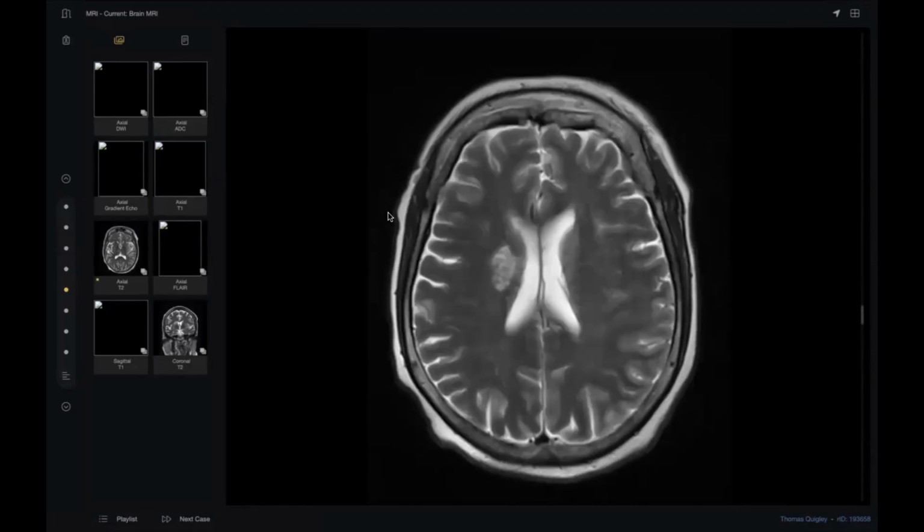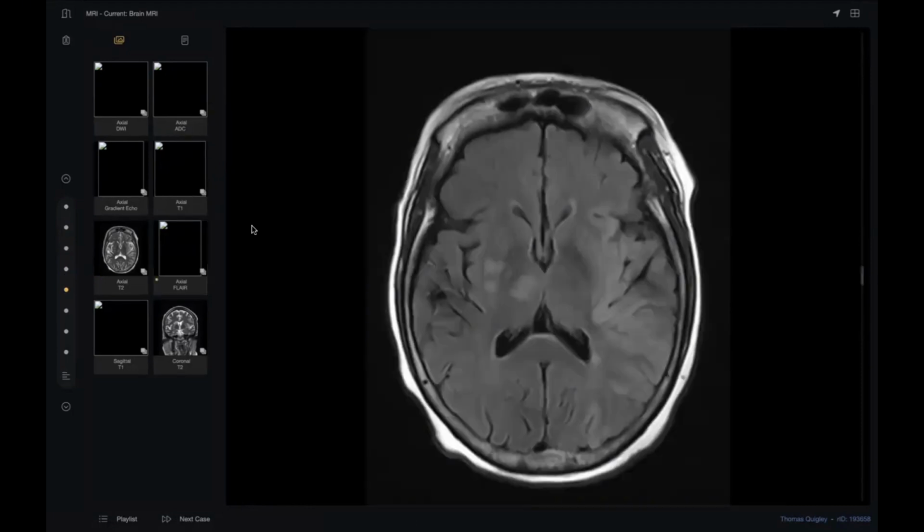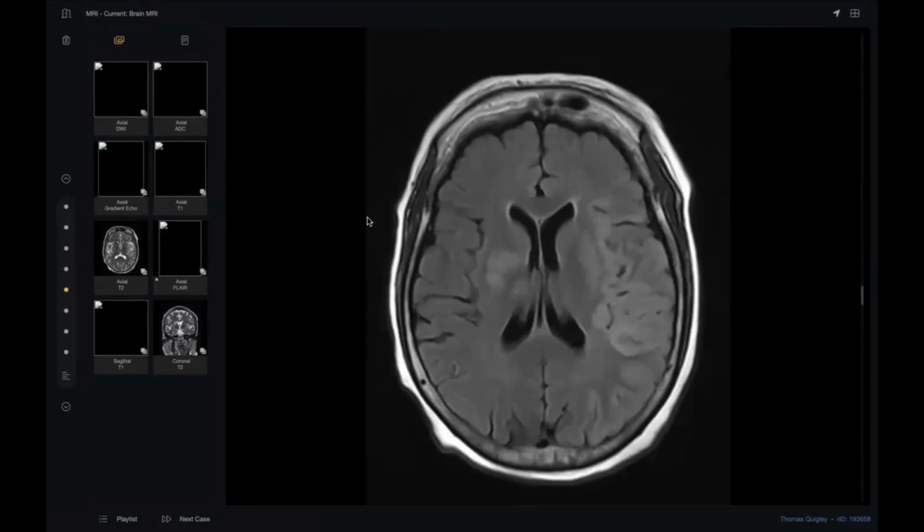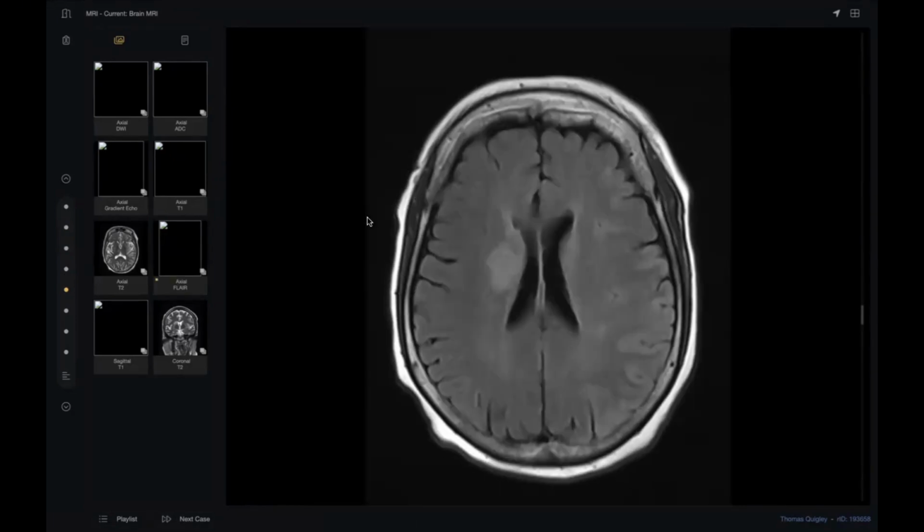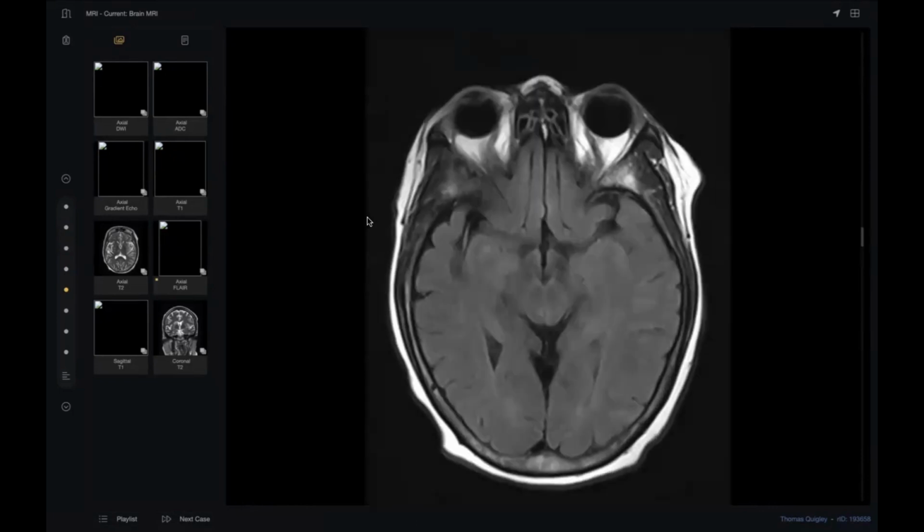Abnormal high signal intensities on the bilateral white matter of the temporoparietal regions, as well as the occipital on the right. Mm-hmm. Okay.